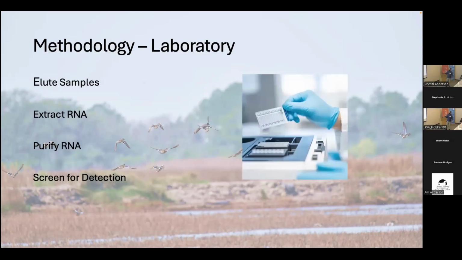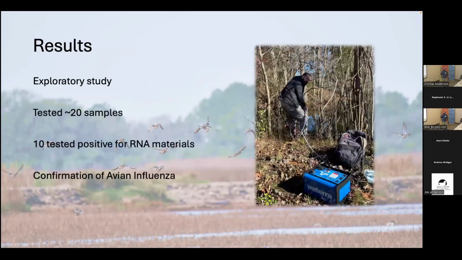Then we screen it for detection. Ottawa already mentioned different adjuvant technology and tape stations. So we screen it for detection with a tape station to say, yes, you were able to pull RNA off of this sample, or no, there is no RNA present in this sample.